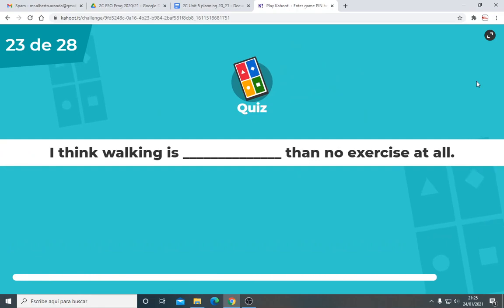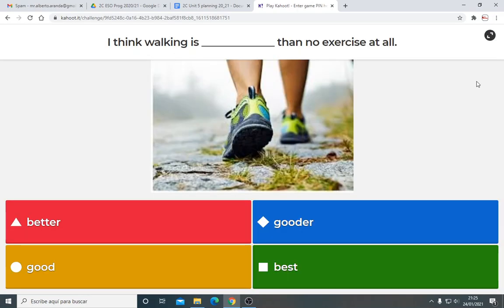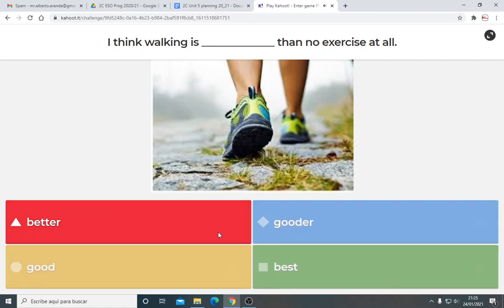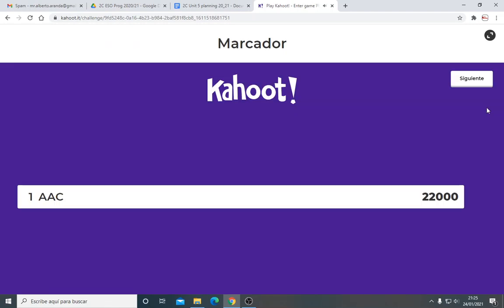I think walking is than. When we've got than, that's a comparative. We've good from good, better, and the best. So good, good, gooder, that's better. Because it's irregular.